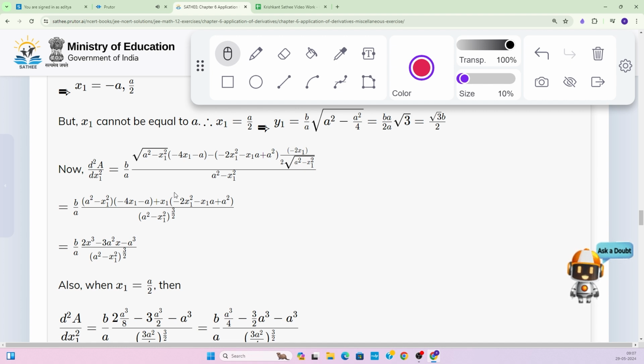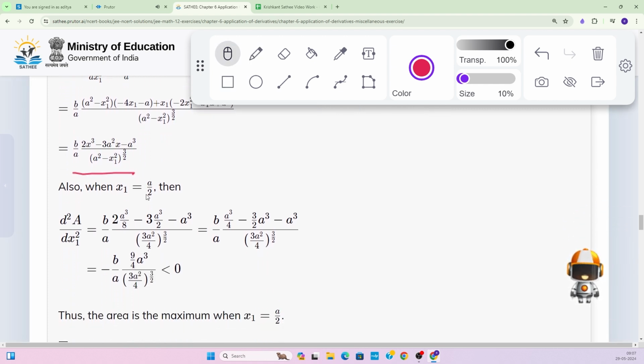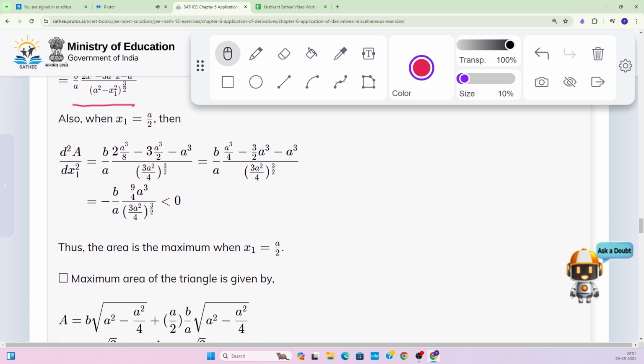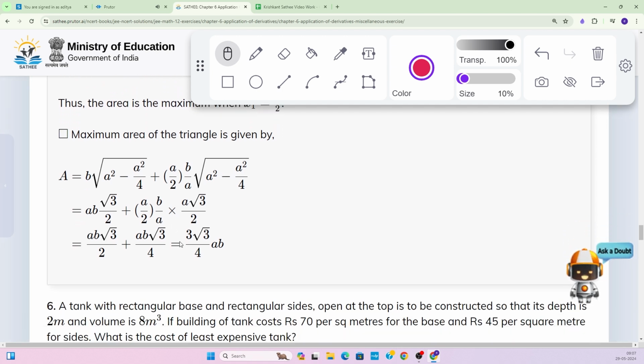Using the second derivative test, the second order differentiation will be this, and after applying your critical point x1 equals a by 2, you will get a negative value, which means the maximum will occur here. So at x1 equals a by 2, the area will be maximum. Now put a by 2 in your area expression, and the maximum area will be 3 multiplied by root 3 divided by 4 multiplied by ab. I hope it is clear to you.